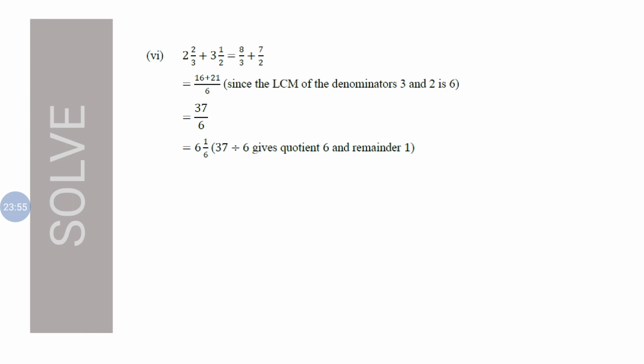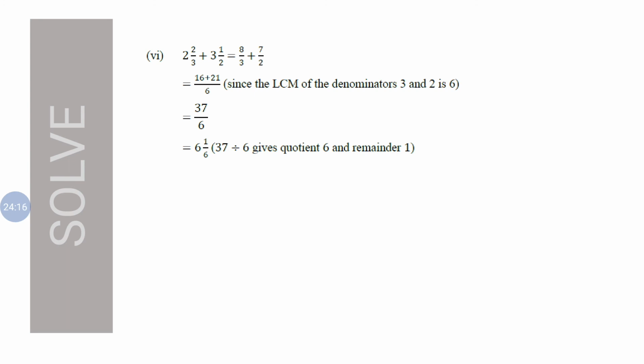2 2 by 3 plus 3 1 by 2. Convert the mixed fractions into improper fractions first. 2 3s are 6, 6 plus 2 is 8, so 8 by 3. 3 2s are 6 plus 1, so 7 by 2. The denominators are different.